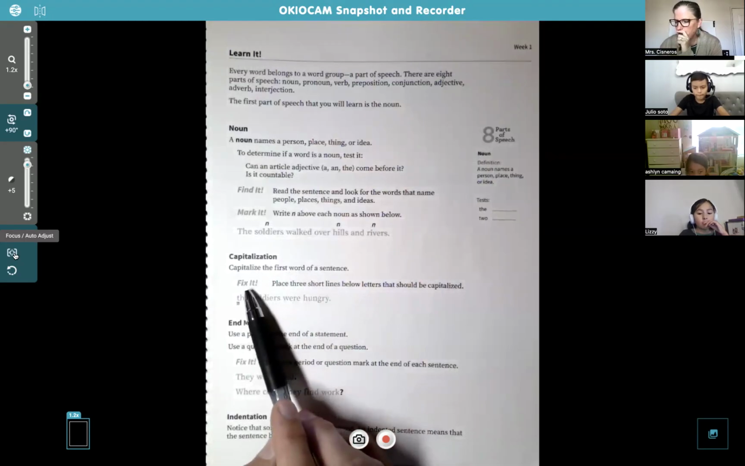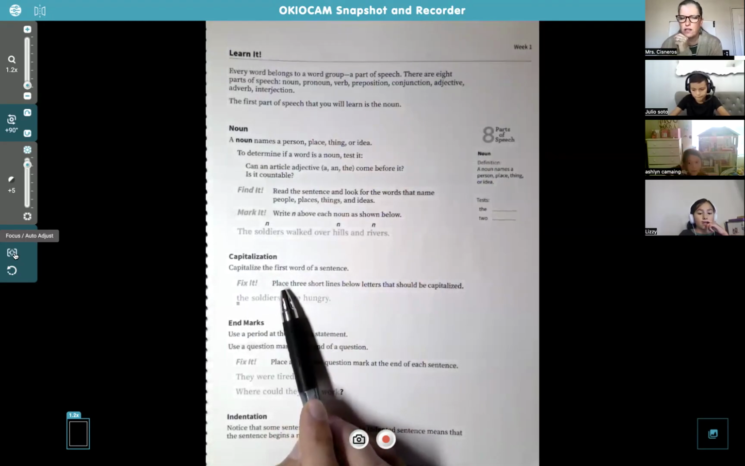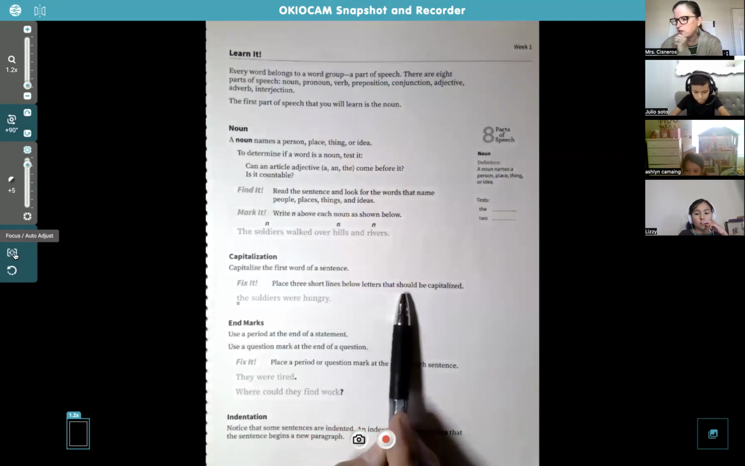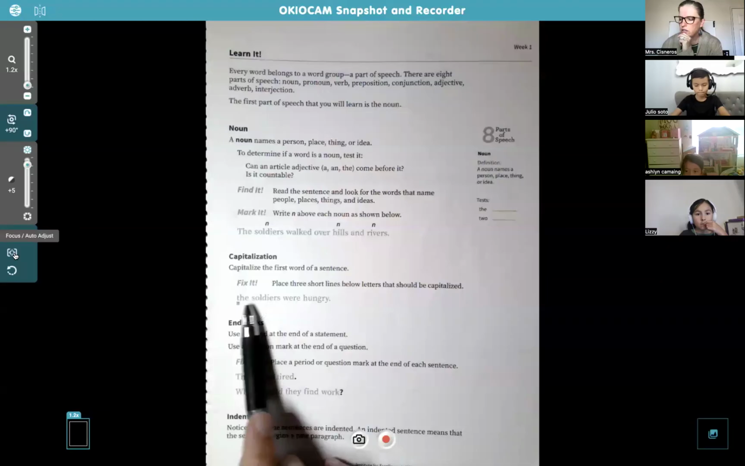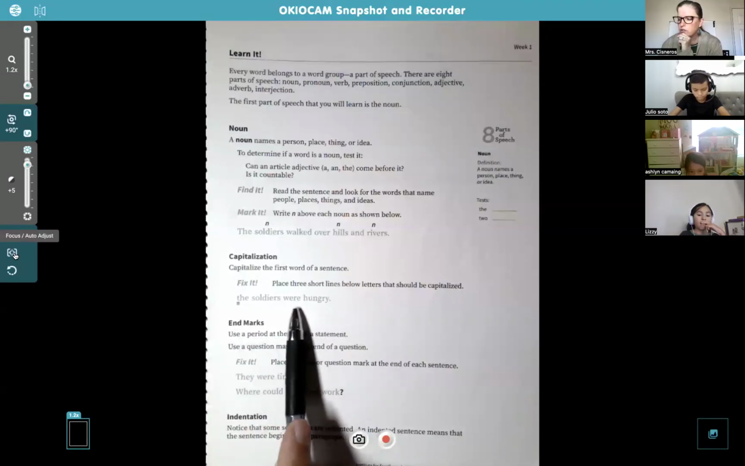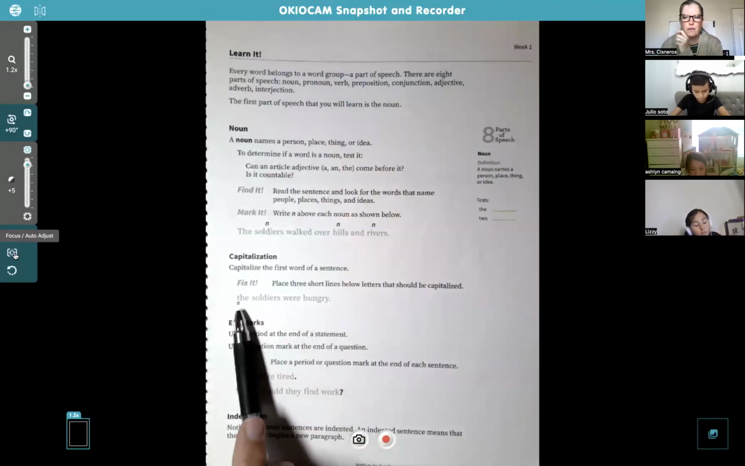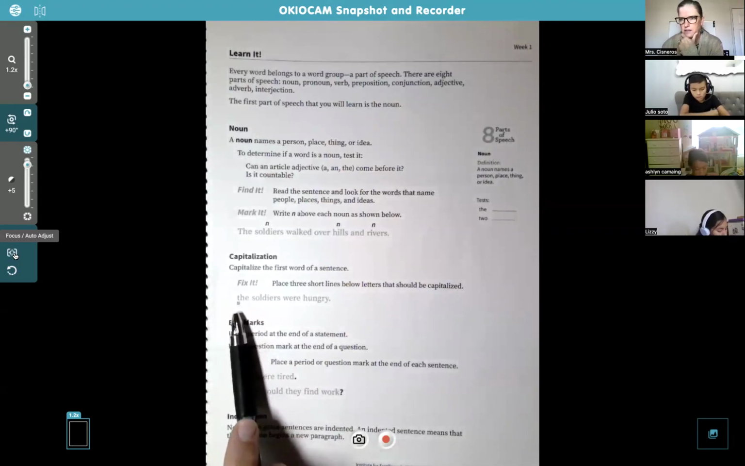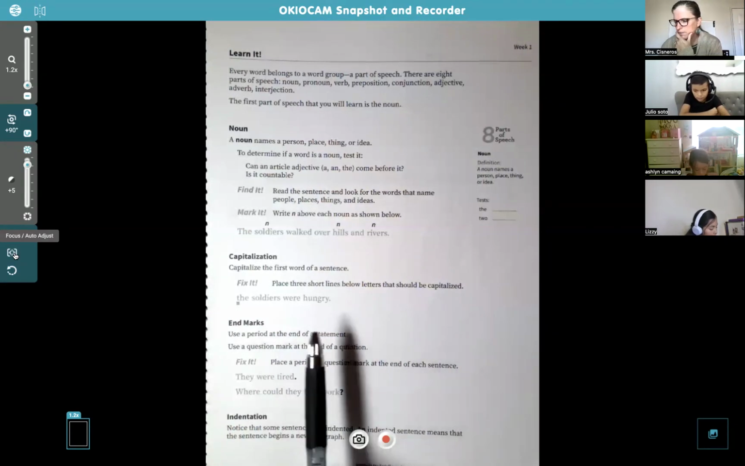Okay, good. So here it says fix it. In order to mark it in this book and fix it, you're going to place 3 short lines below the letters that should be capitalized. So here's your example. The soldiers were hungry. They're going to mess up on purpose. They want to see if you can find it. So the word the should have a capital T because it's the beginning of the sentence. So they put 3 little lines underneath that. That's how you're going to mark that.